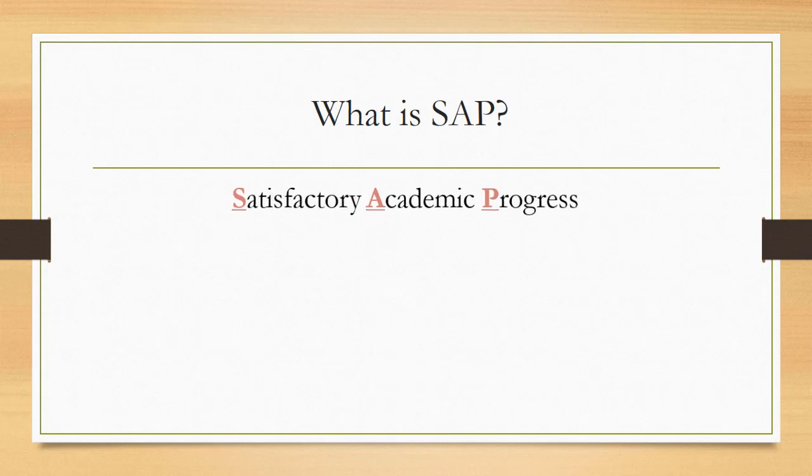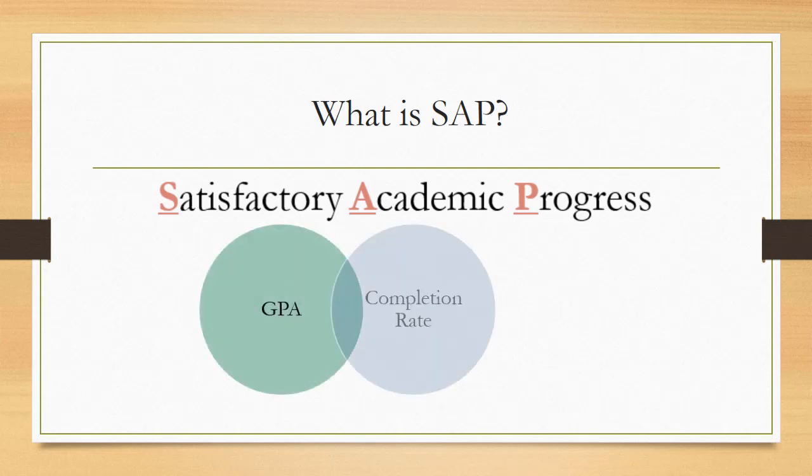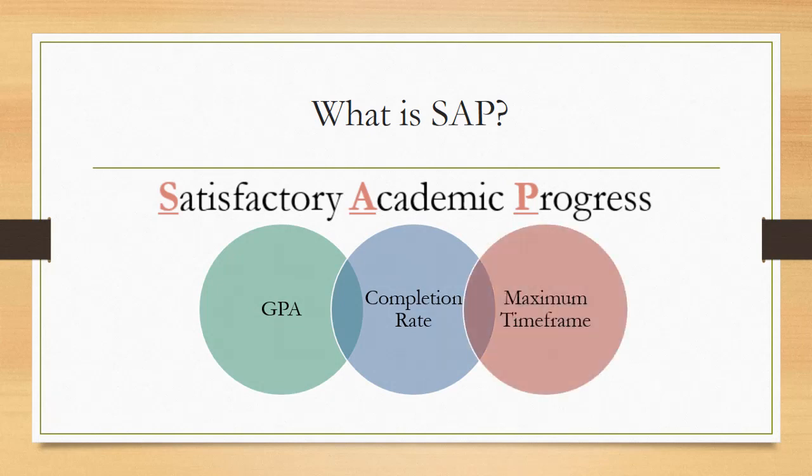SAP stands for Satisfactory Academic Progress. CCCC's Financial Aid Office is required to evaluate a student's SAP at the end of each semester. Students must maintain a good standing SAP status in order to receive federal and state aid. SAP is measured in 3 different standards: GPA, completion rate, and maximum time frame. We will discuss each of these standards in this video.